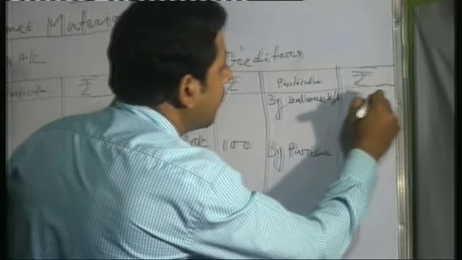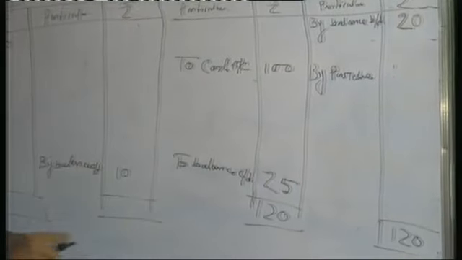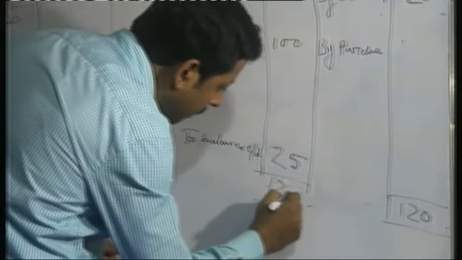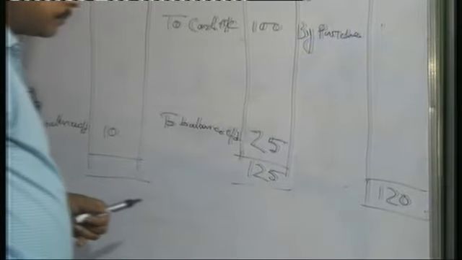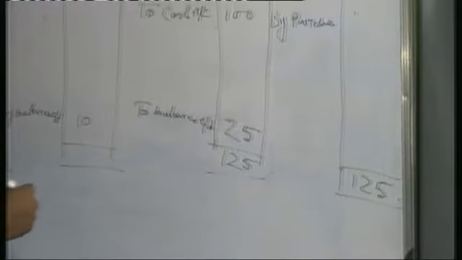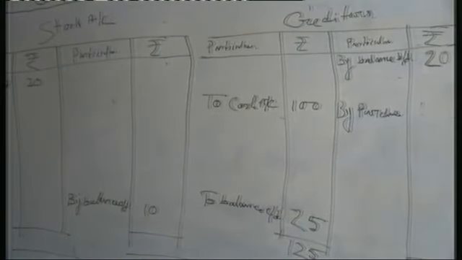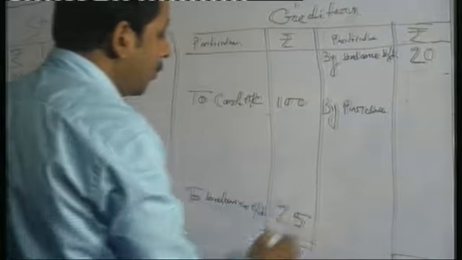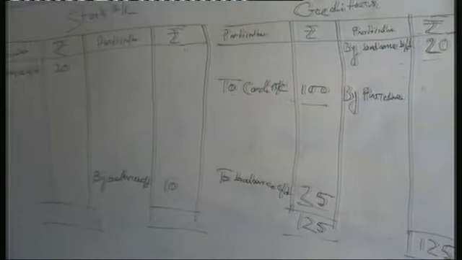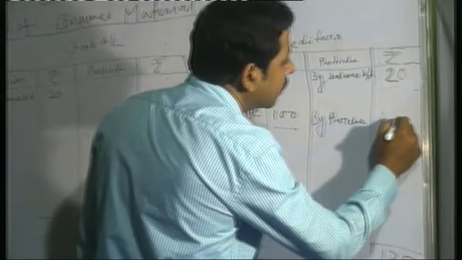The opening balance is 20, we are assuming, and the closing balance is 25. So the total is 125. The balancing figure will be the purchase amount, because your opening balance is 20 and the closing balance is 25, though we paid 100 to our suppliers or creditors. So what will be the purchase amount? The purchase amount would be 105.